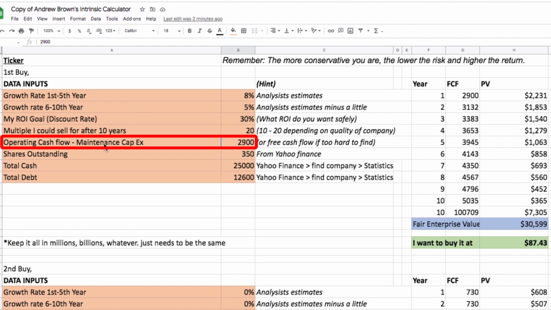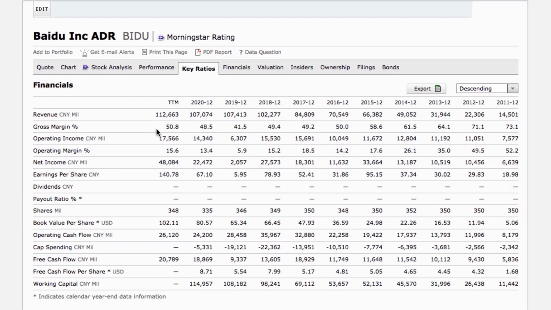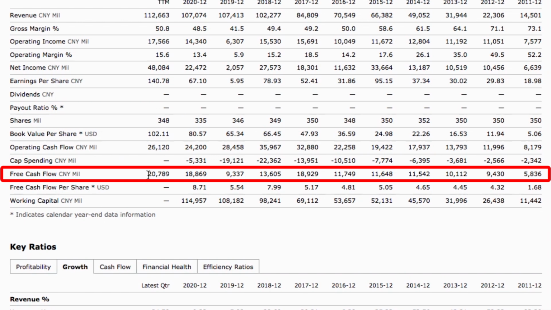Now, operating cash flow minus maintenance Capex. This is also, you can call it free cash flow. These numbers are often a little bit harder to find, this maintenance Capex number. So it's easier to just find the free cash flow. And fortunately, here in Morningstar, we get a free cash flow number given to us.